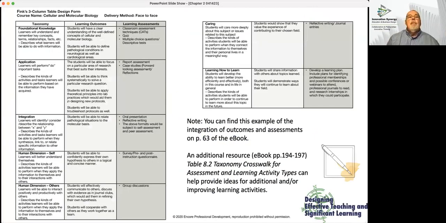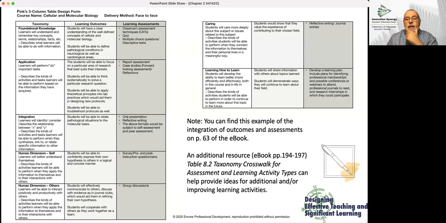So the next thing we want you to be able to do is add those learning assessments. Go back to your learner outcomes, then look at the assessments. How are you going to do that? And if you look at this person who created this model, you will see many different kinds of assessments. This is in your book. Those of you who have the ebook, it's on page 63, take a look at it.